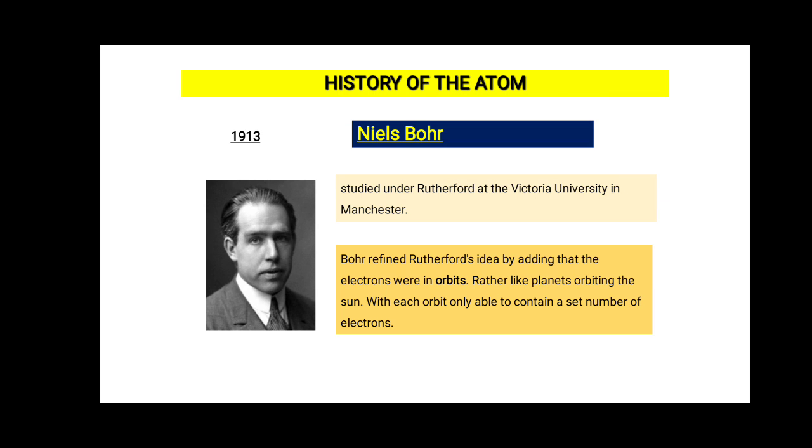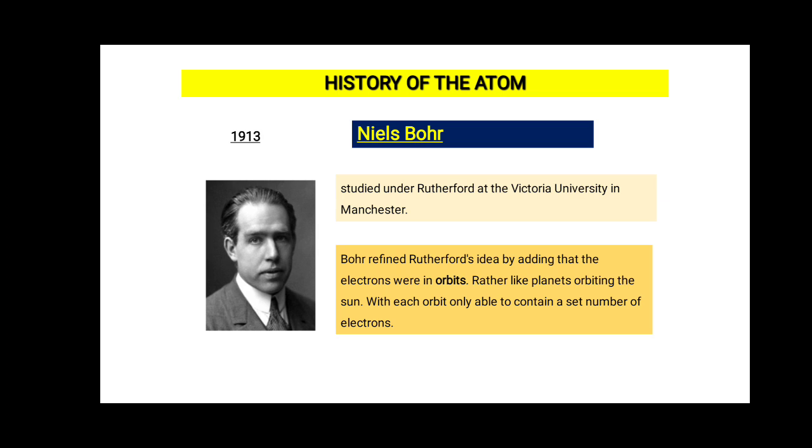Niels Bohr studied under Rutherford at the Victoria University in Manchester in 1930. He is a Danish scientist. Actually, Bohr refined Rutherford's idea by adding that the electrons were in orbit rather like planets orbiting the sun.